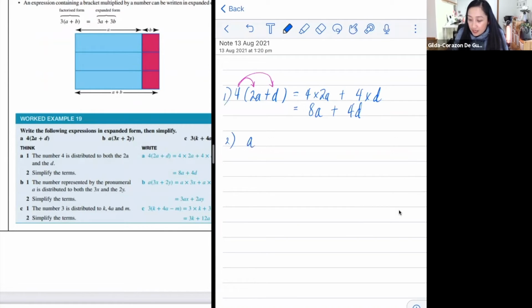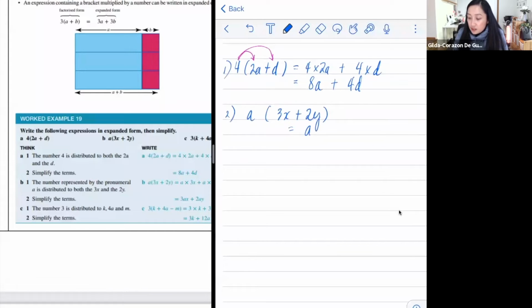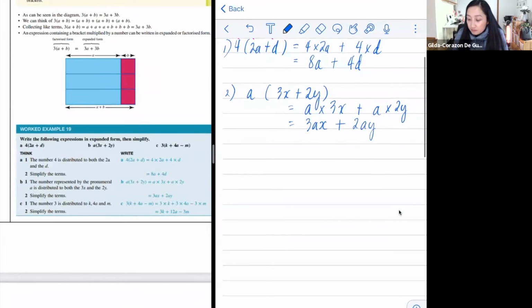Let's have the second one, a times 3x plus 2y. Again, that would be what? Let me just write it on the second line so you can see, and I'll have more space. A times 3x plus a times 2y. Then you have a times 3x, that's 3ax, right? Careful when you write your multiplication symbol and your times. And then you have a times 2y, you get 2ay, okay? And when you get the hang of it, then you could actually skip some of those lines, right?